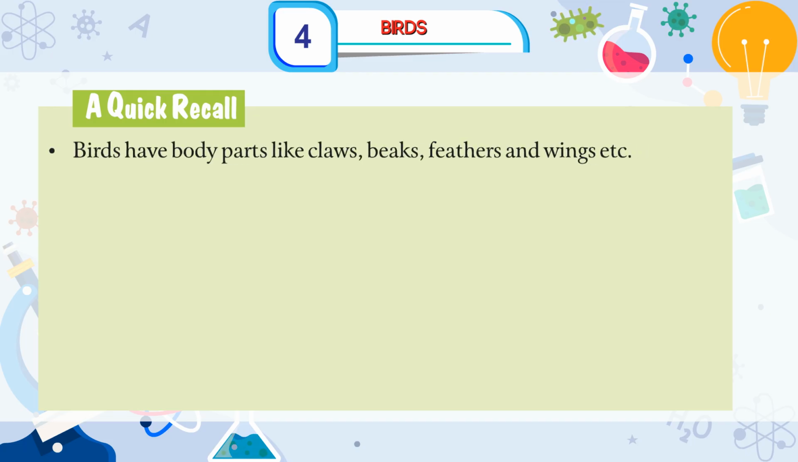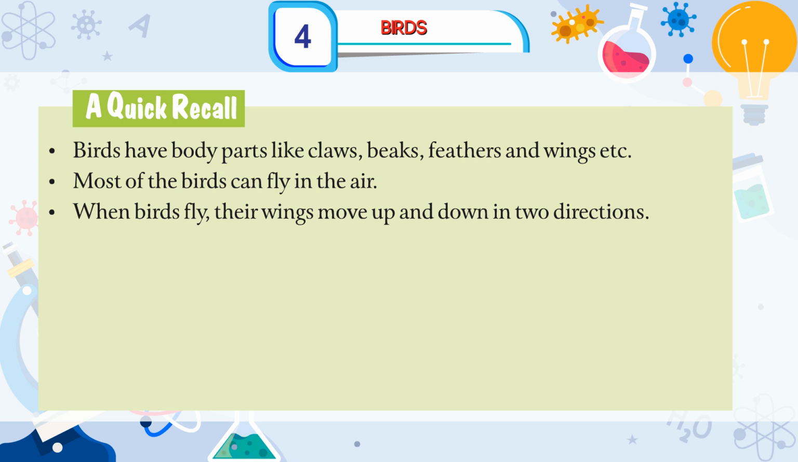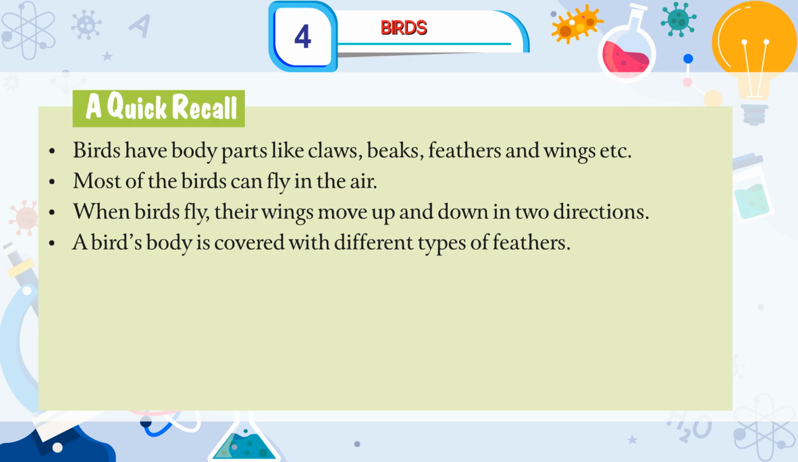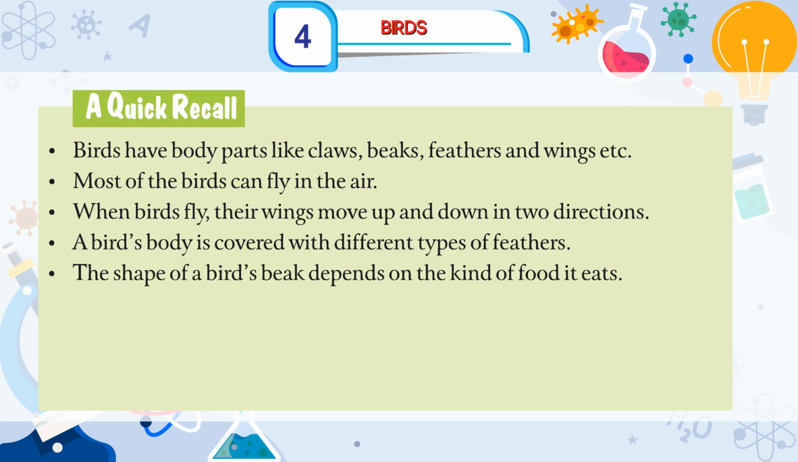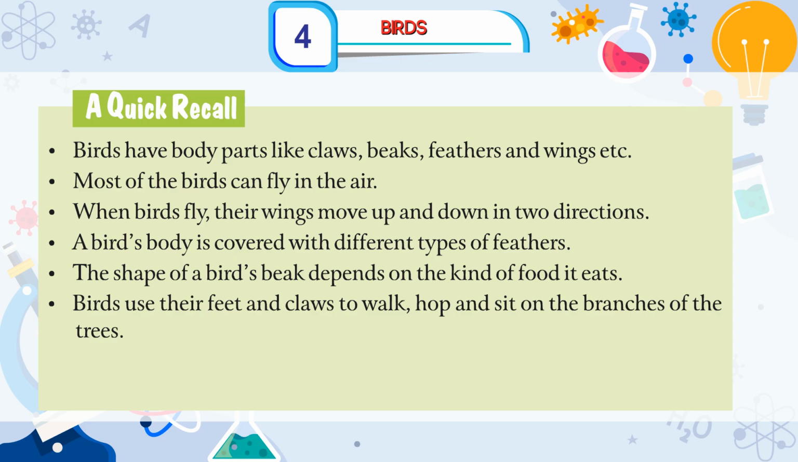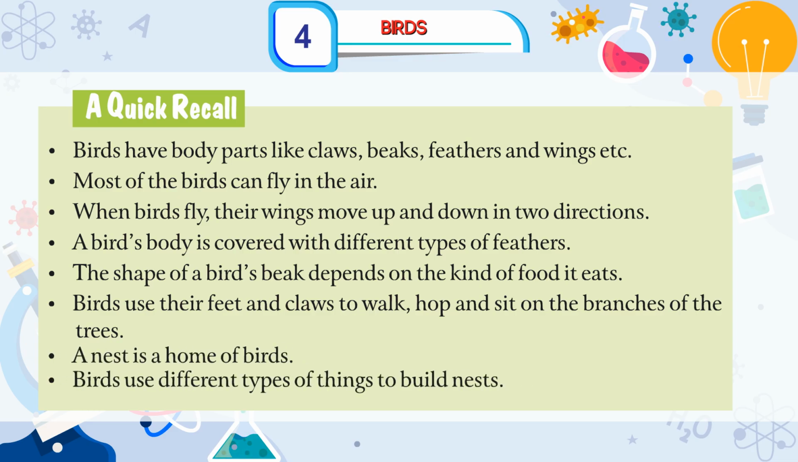A quick review. Birds have body parts like claws, beaks, feathers and wings, etc. Most of the birds can fly in the air. When birds fly, their wings move up and down in two directions. A bird's body is covered with different types of feathers. The shape of a bird's beak depends on the kind of food it eats. Birds use their feet and claws to walk, hop and sit on the branches of the trees. A nest is a home of birds. Birds use different types of things to build nests.